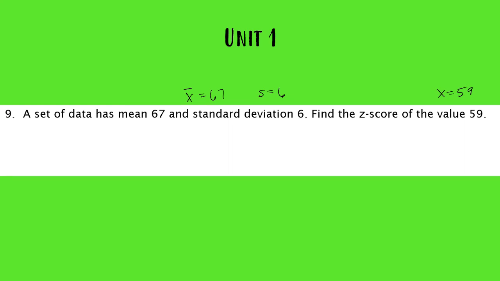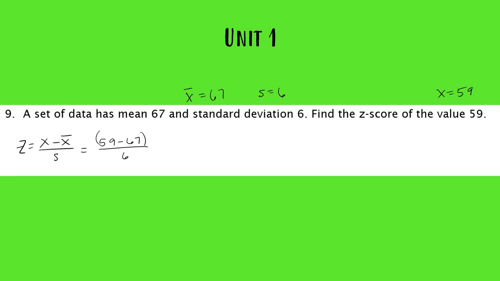If I look at my formula sheet, there is a formula that says I take the value of x, subtract my mean, and divide by the standard deviation. So this is a straight plug-in of your numbers. Make sure you take the x value, which is 59, and subtract my mean, which is 67, and then divide by 6. Again, always put the top in parentheses in your calculator first, and then get your answer.